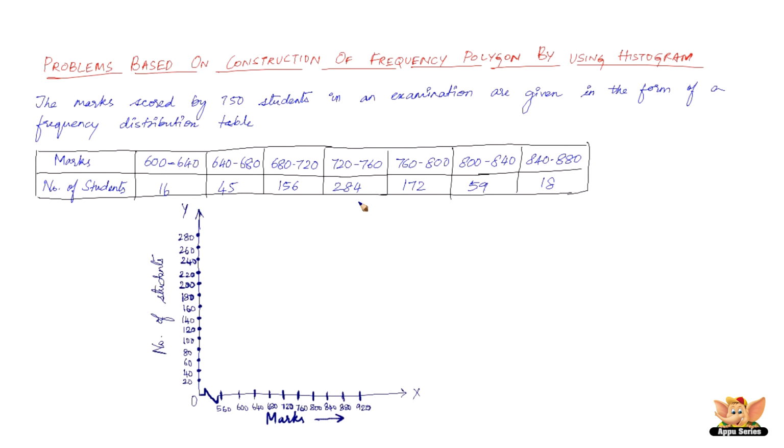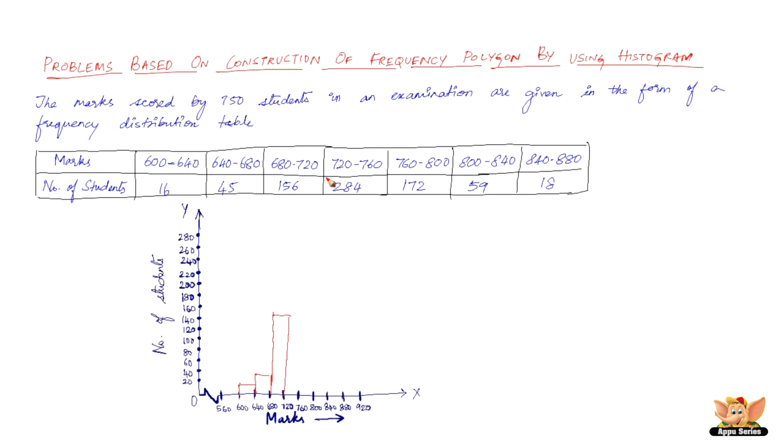So let us now start drawing the histogram. It is 600 to 640, it is 16. It will come less than 20, so let us start off with 16 between 600 and 640. And then we have 640 to 680, which is 45. It will come slightly above 40. Then we have 680 to 720, which is 156, which comes way higher than what we've already drawn. Remember, what I'm doing is just an approximation, so please use a graph sheet and a ruler to get it really accurate. So here we have this.